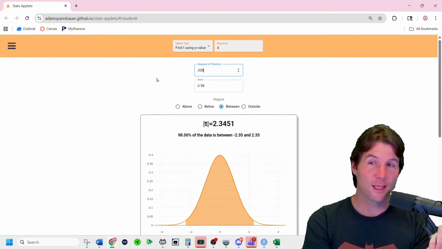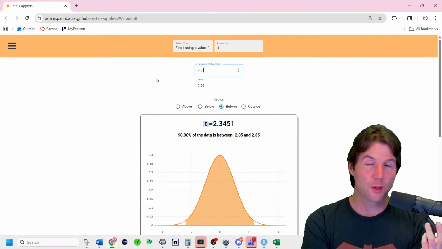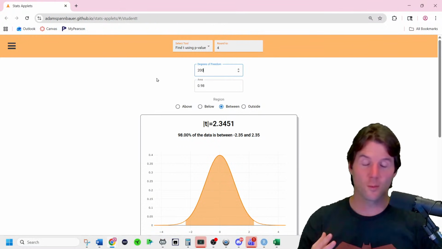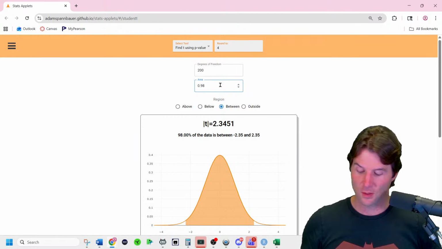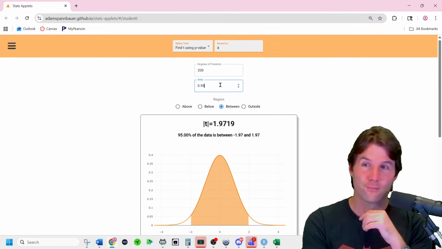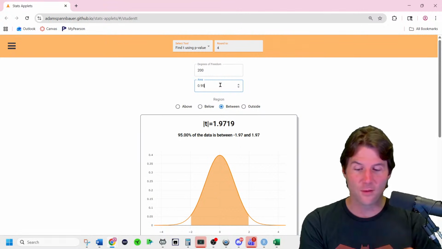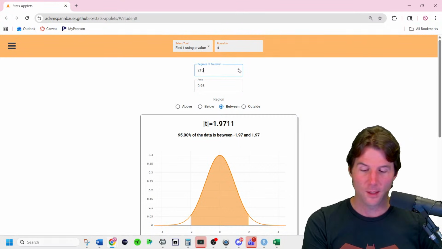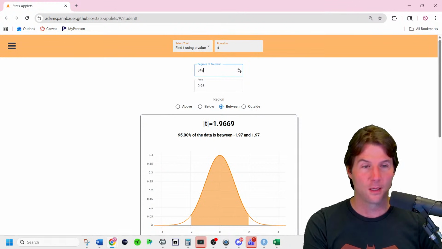Well, that's a lot of freedom, right? So with a lot of freedom, the curve is basically the normal curve. So the answer is almost, but not quite 1.96. It's probably 1.97. Does that make sense? And if you keep going up in the degrees of freedom, it'll go towards 1.96. 1.95996.